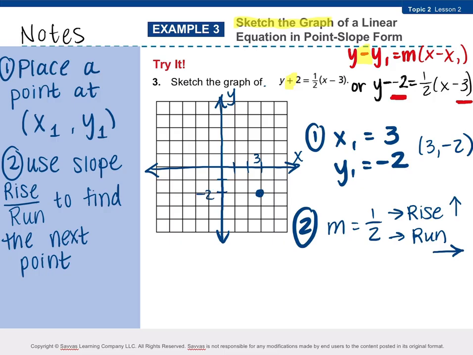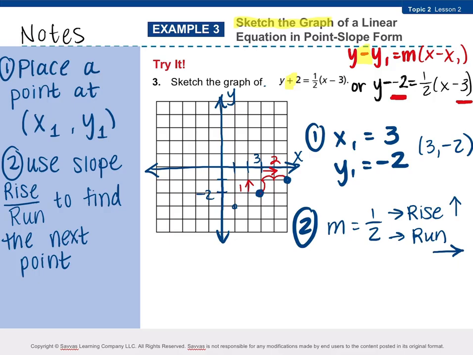Then I'm going to use my slope, rise, and run to place the next point. So I'm going to start at that point, 3, -2. I'm going to rise 1. I went up 1. And I'm going to go over 2. And that's going to be where my second point is at. 2 points is plenty. I can draw a long line through these 2 points.